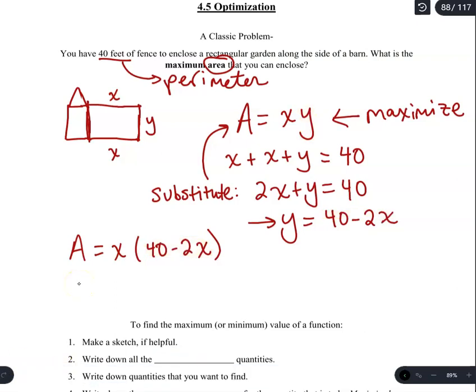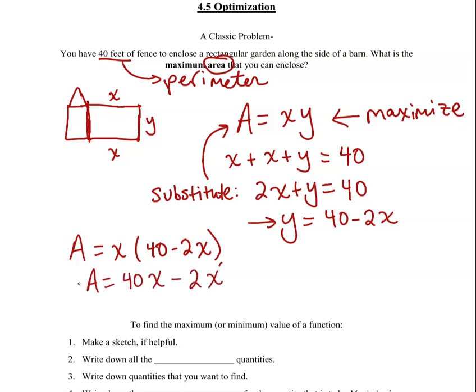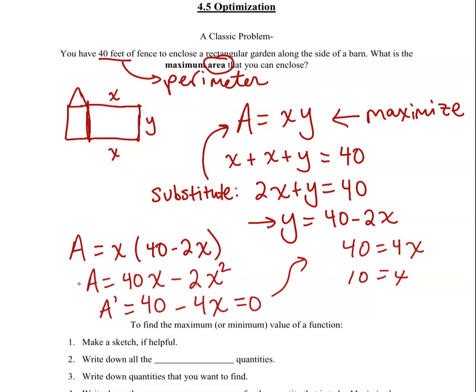Now that my area equation is just in terms of one variable, I can take the derivative of it. Now I'm multiplying this x times this 40 minus 2x, so I'm going to distribute the x first before I take the derivative. So 40x minus 2x squared. So my derivative, A prime, would be 40 minus 4x. So to find a maximum or a minimum, I'm going to set this equal to 0, and I'm going to solve. So I get 40 equals 4x. Divide by 4, I get x equals 10.